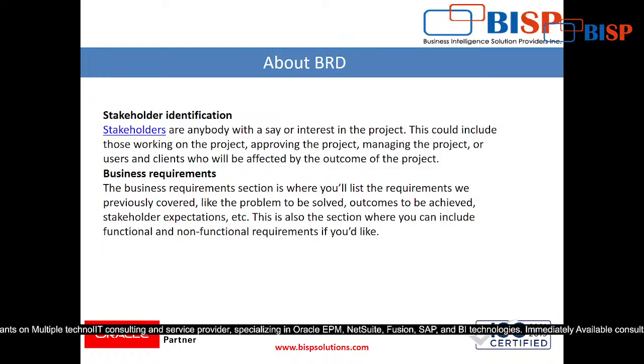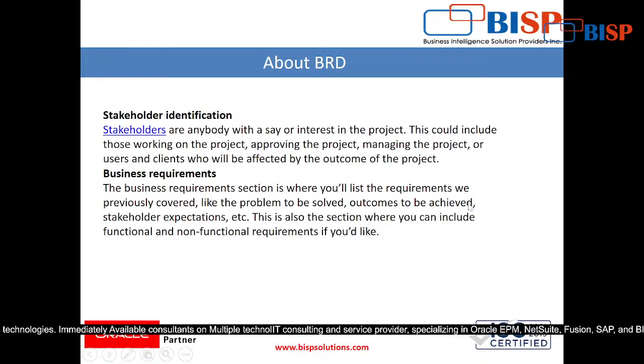Now the business requirement section is where you will list the requirements we previously covered, like the problem to be solved, outcome to be achieved, stakeholder expectation. This is also a section where you can include functional, non-functional requirements if you would like. Now see here, this is an important point written here. Stakeholder expectation, problem to be solved. Some things are there which were not solved in their previous application. So what things are to be solved? For example, in order to cash, we want to put 2-layer approvals.